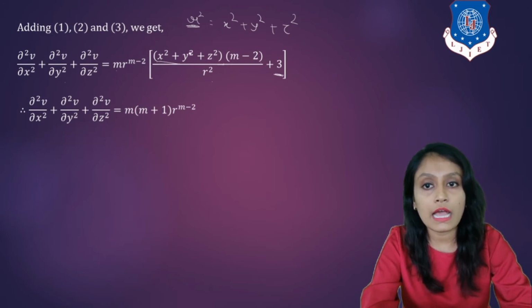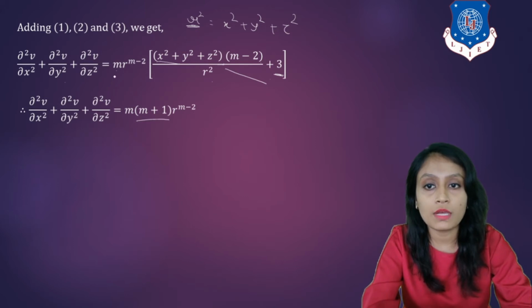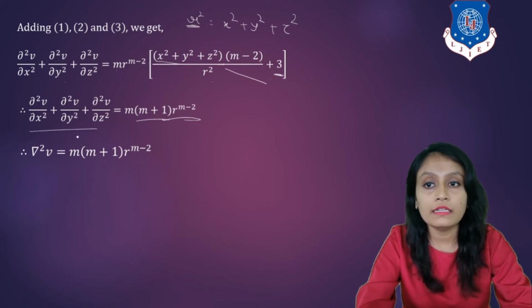On substituting r square, this r square will get cancelled. So what remains is m minus 2 plus 3. So from this you will get m plus 1, this m as it is and r raised to m minus 2 as it is. Okay, so this we can write in the form like this, that is del square v is equal to m into m plus 1 into r raised to m minus 2, which is the required solution.